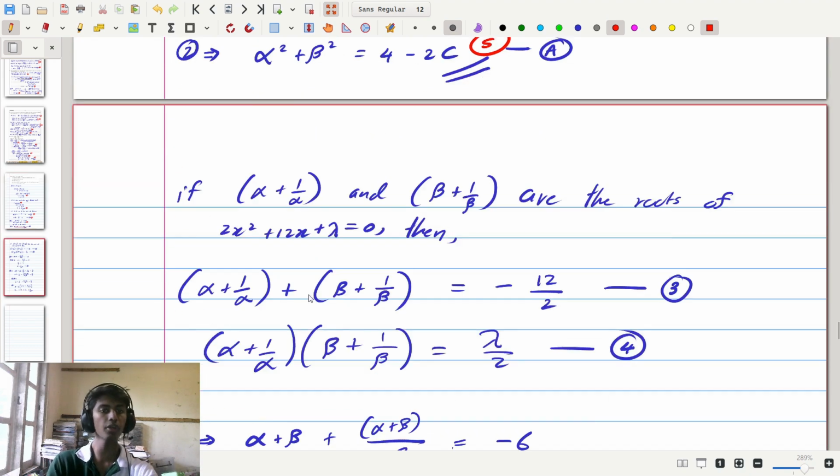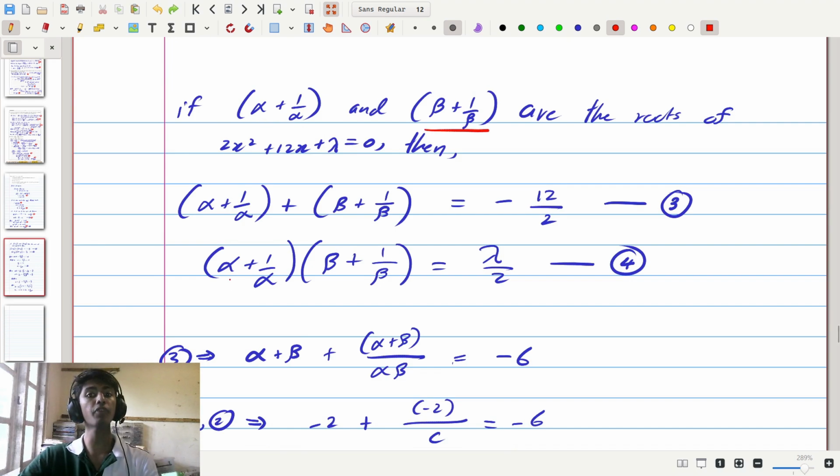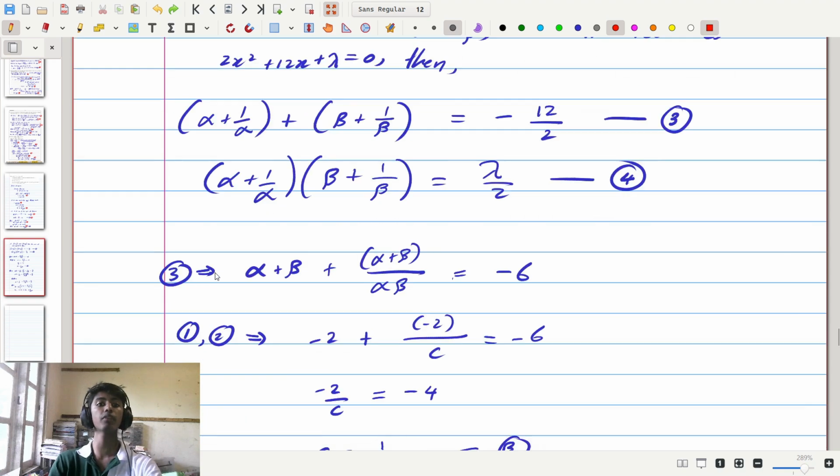Now after this, when you consider the other two roots of the other quadratic equation, alpha plus 1 over alpha and beta plus 1 over beta, when you realize that you can once again do the sum of the two roots and the product of the two roots, and you write down this equation for the sum of the two roots, you get 10 marks. And similarly, when you write out the product of the two roots like this, you get 10 marks for that.